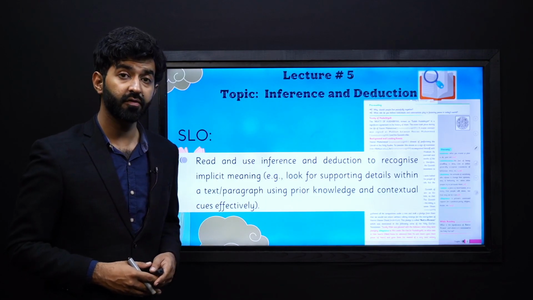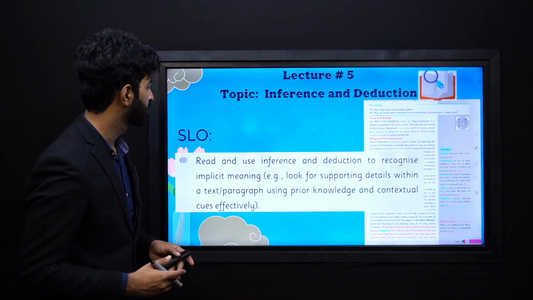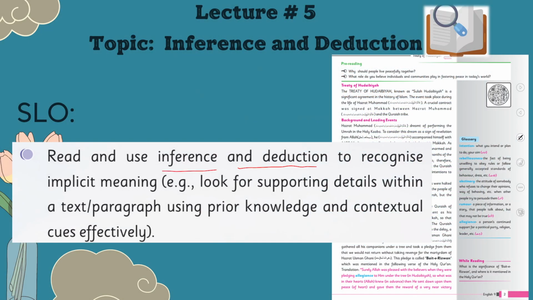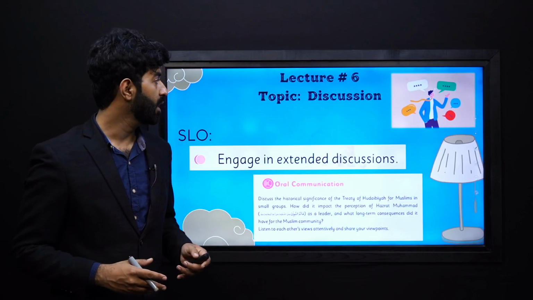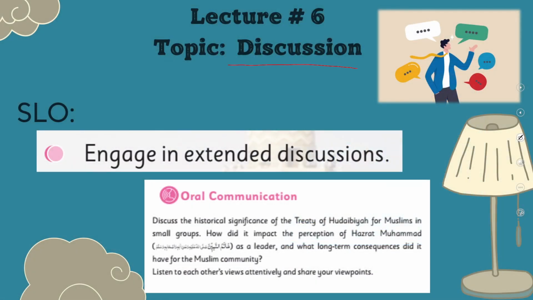In lecture number 5, the title is Inference and Deduction. We will be using the strategies of inference and deduction to recognize the hidden meaning, the implicit meaning. We will be looking for supporting details, and our prior knowledge and contextual cues will also help us in understanding the hidden meaning.